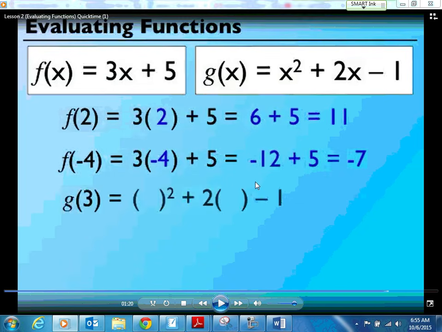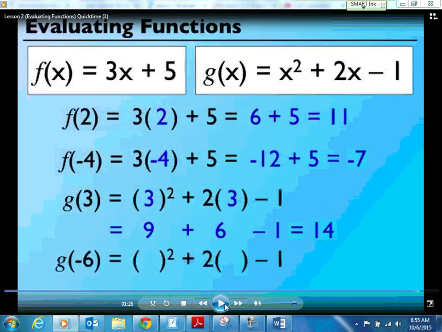Next, g of 3. This is where we need to be very careful that we're plugging in this value, whatever we put in for x. We had g of x, that is our function. Now it is g of 3 we are evaluating. The 3 needs to go in place of every x in that function. So the 3 goes in for the x right here, so the 3 needs to be squared. The 3 goes in for the x over here, so it needs to be 2 times 3. So we've got 3 squared plus 2 times 3 minus 1. So 3 squared is 9, 2 times 3 is 6. We subtract 1, we're up to 14.